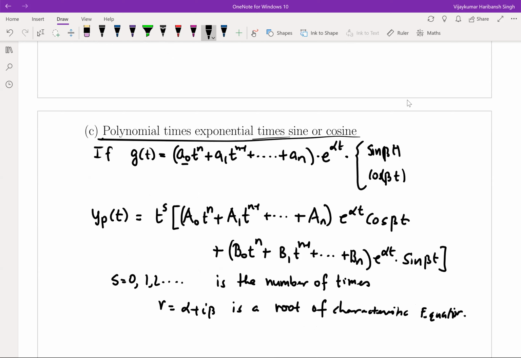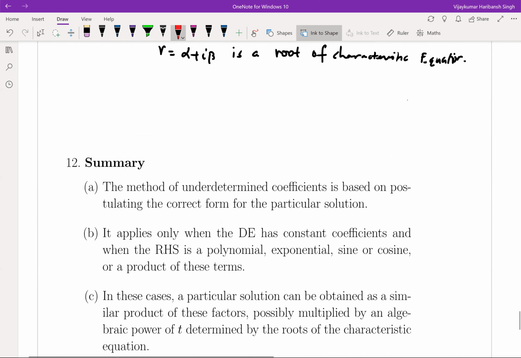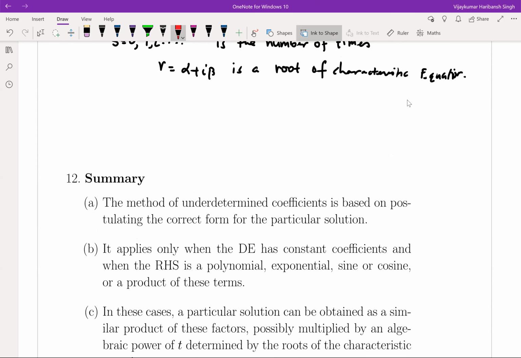So this method already tells you what you are taking as the function. The new part is you are trying to find out these coefficients. These coefficients here, these coefficients. That's why the name, the method of undetermined coefficients, is a meaningful name to have.